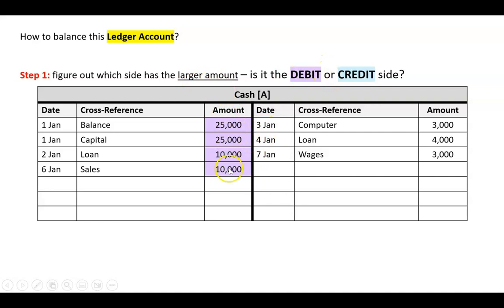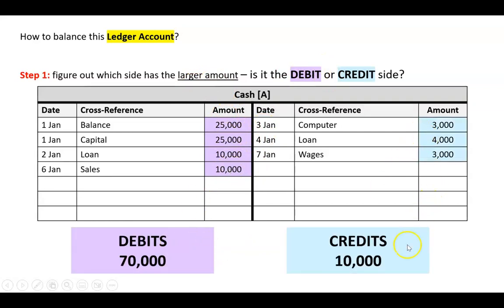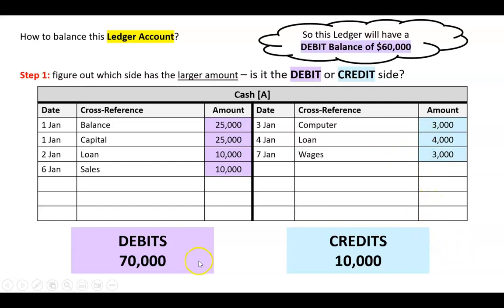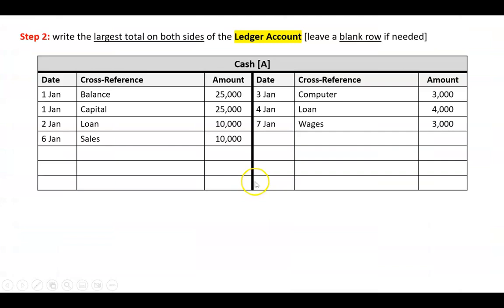So if I add up all these debits, I'll get 70,000. And if I add up all these credits, I'll get 10,000. So in this case, this has got a debit balance. It's going to have a debit balance of $60,000 because there's $70,000 of debits and only $10,000 of credits. So what does that mean? Well, it means I've done step 1. I've figured out which side has the larger amount. Let's go to step 2.